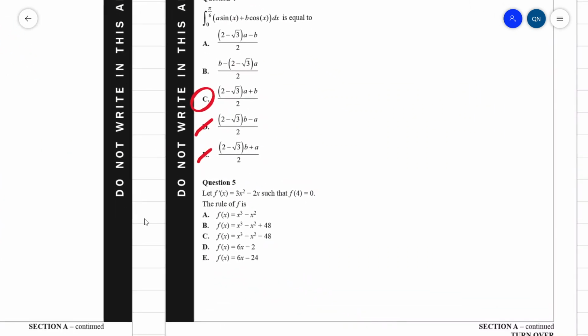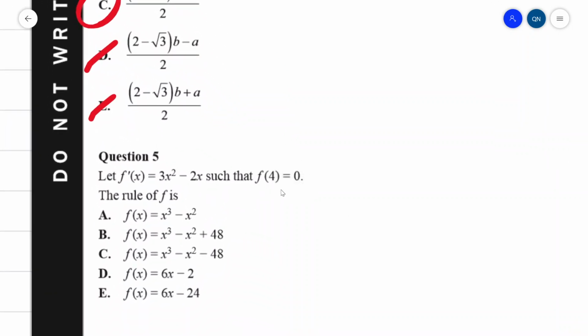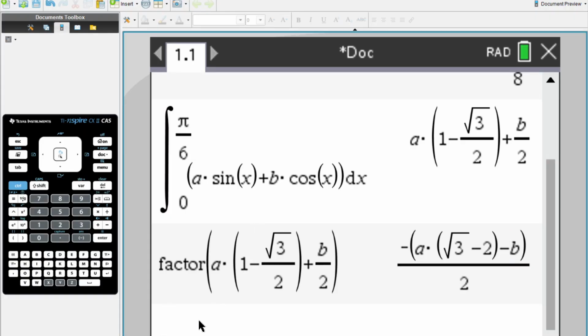Okay, question 5. Let f prime be this quadratic here, such that f of 4 equals 0. We want to find the rule of f. First of all, it has to be a cubic because you anti-differentiate and this quadratic turns into a cubic, so it can't be D, can't be E. And we have to decide between A, B, and C. So let's just find the antiderivative of that first of all.